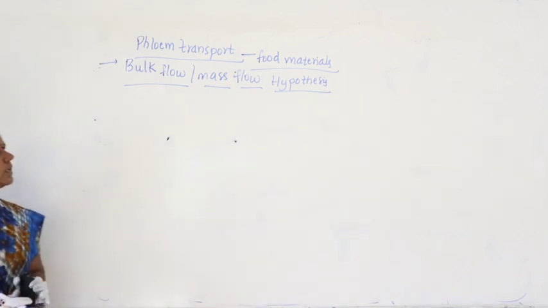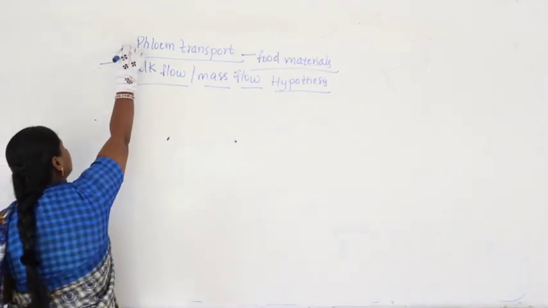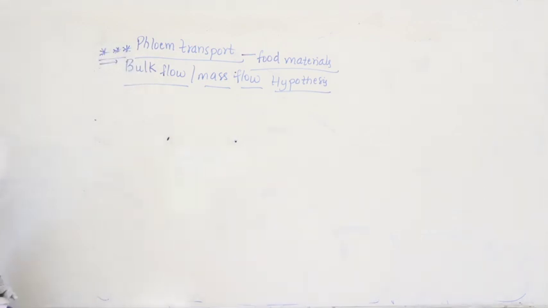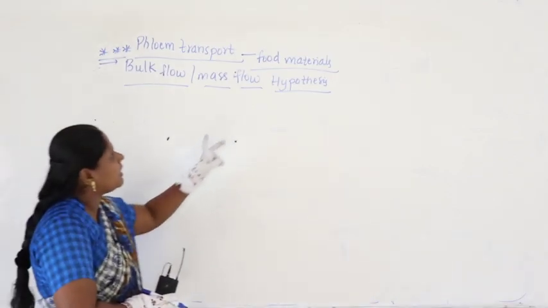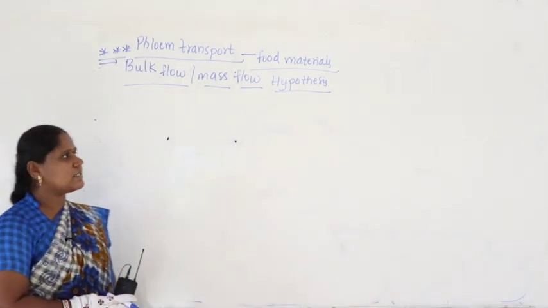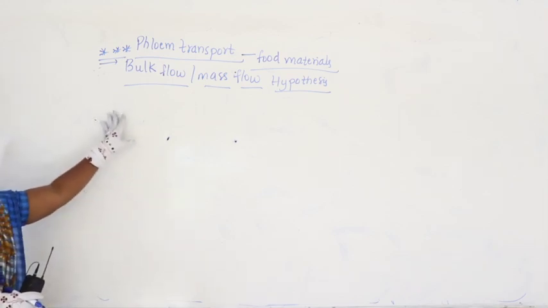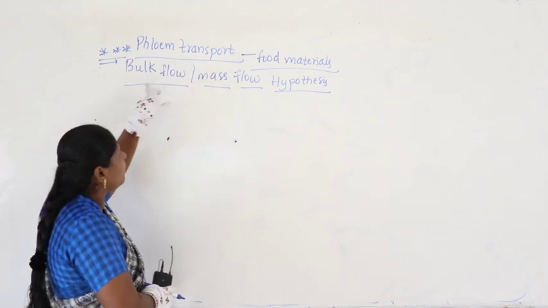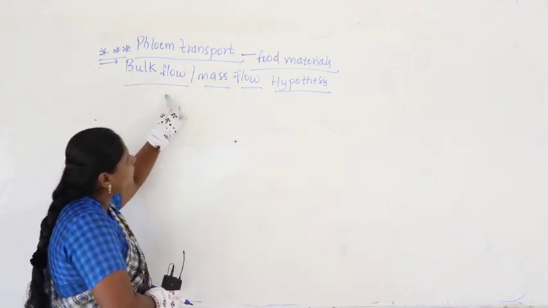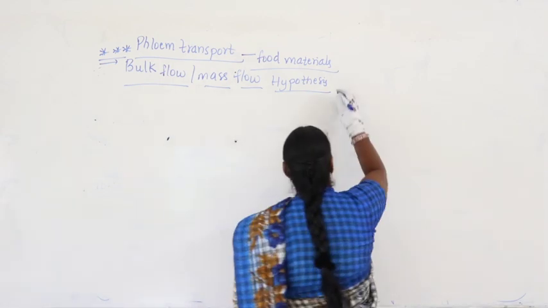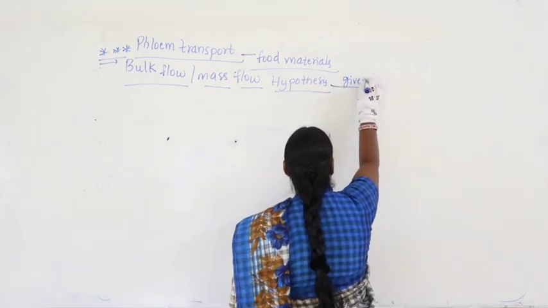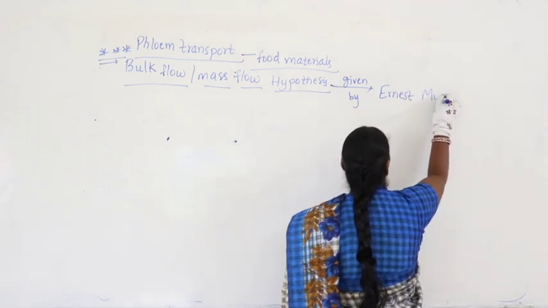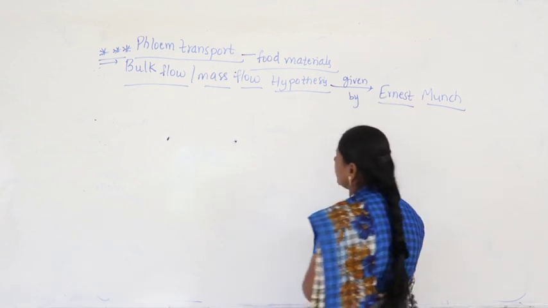Okay, what we are discussing now is phloem transport. Remember, phloem transport is very, very important. Phloem transport gives what? Transport of food materials. There was a theory, and the theory is nothing but bulk flow. It is explained with the help of a theory or hypothesis called the bulk flow or mass flow hypothesis. It was given by Ernest Munch, a scientist.